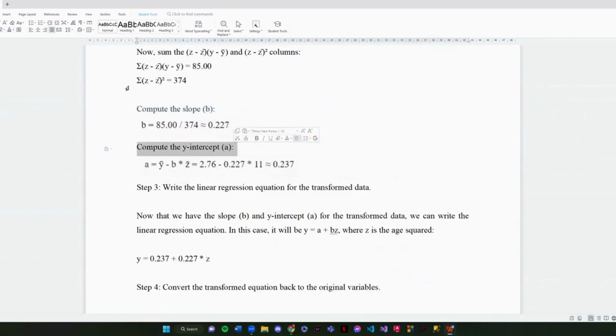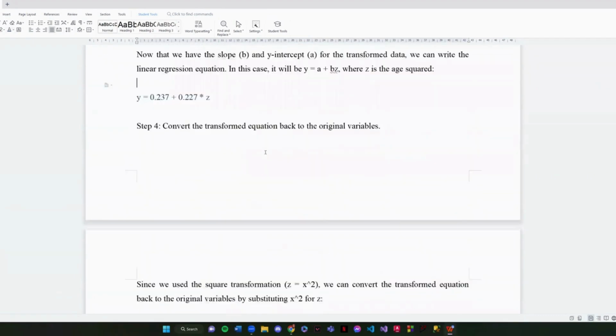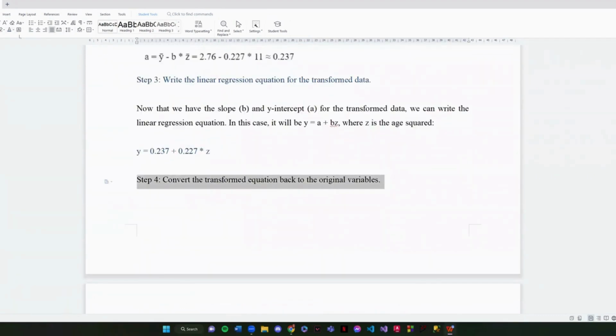So, compute the slope B. We get 0.227 and compute the y-intercept, we get 0.237. So, now, step 3 is to write the linear regression equation for the transformed data. So, once we have the slope B and the y-intercept for the transformed data, we can now write the linear regression equation. Ayan.